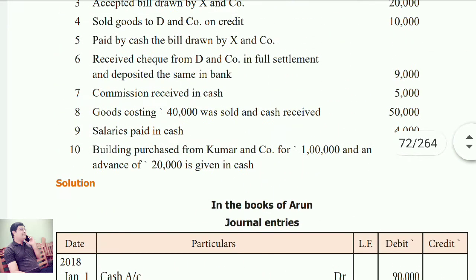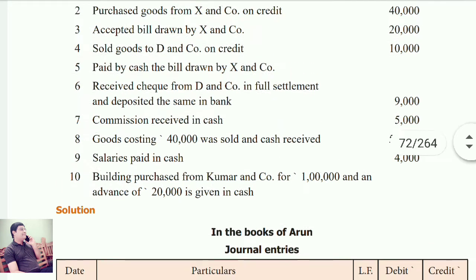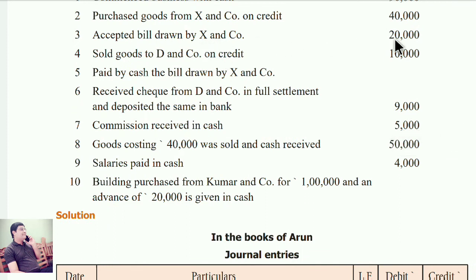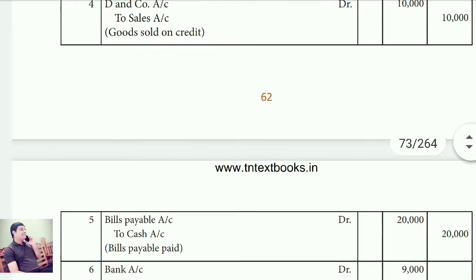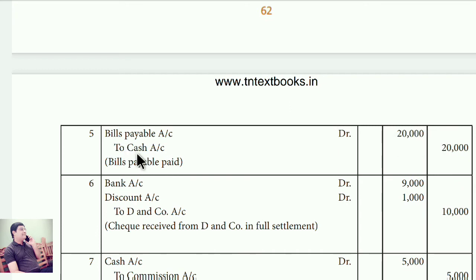Next one. Date 5. Paid by cash the bill drawn by X and company. Now you have to pay the bill of rupees 20,000 which you accepted on the 3rd. When you pay, cash is credited. So bills payable account debit to cash account, rupees 20,000. You paid the cash, so cash is credited. Cash is a real account. Debit what comes in, credit what goes out. So cash goes out, so it is credited.